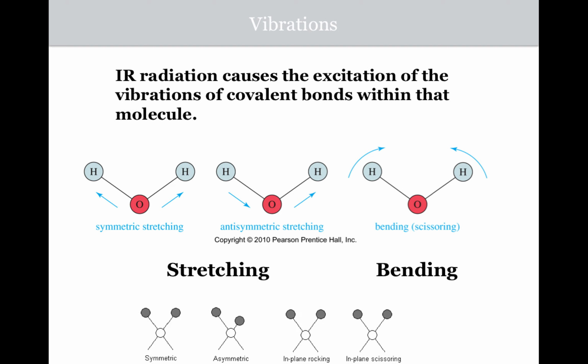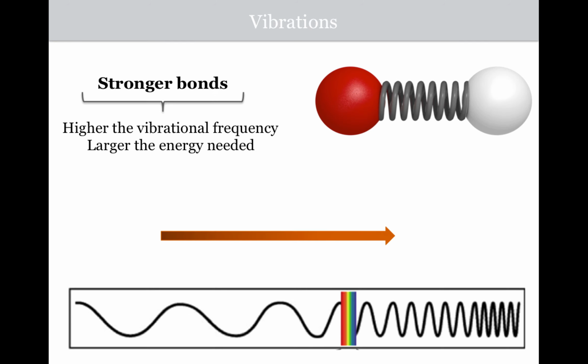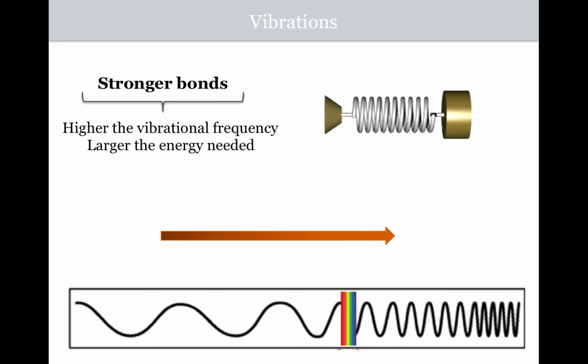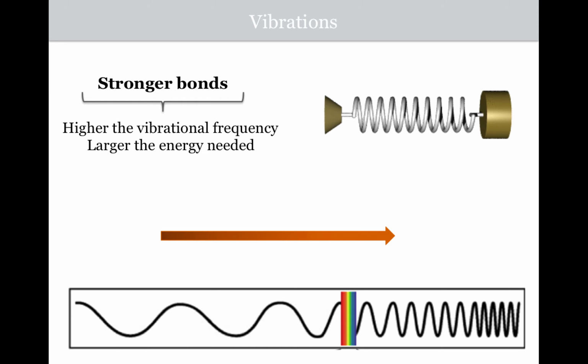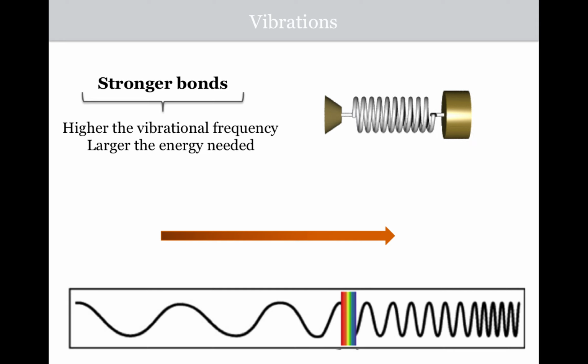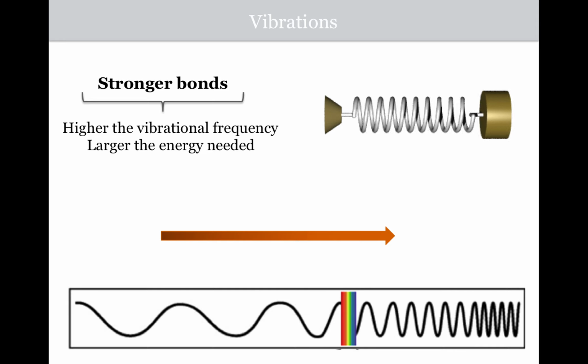To make the analysis in the lab simpler, we only study stretching vibrations in the organic lab, so the bending vibrations are not included in our analysis. You can resemble bonds to springs in between two atoms, and there is a direct relationship between the bond strength, frequency, and energy. If you have stronger bonds, the wave frequency will be higher, and so the energy will be larger too.